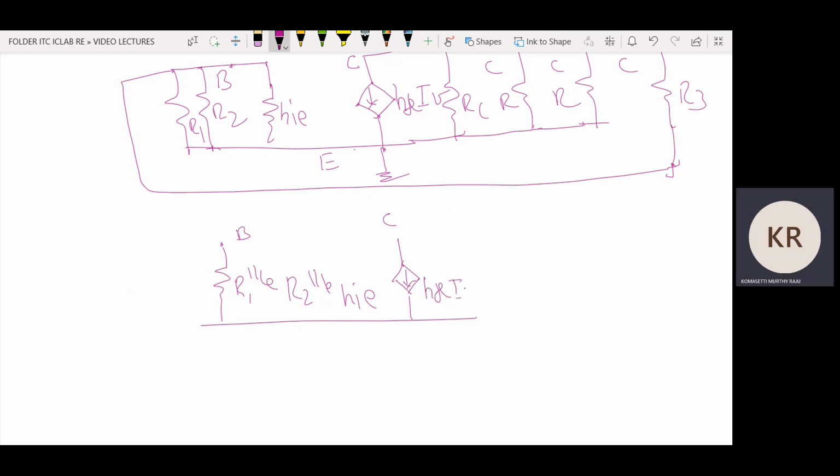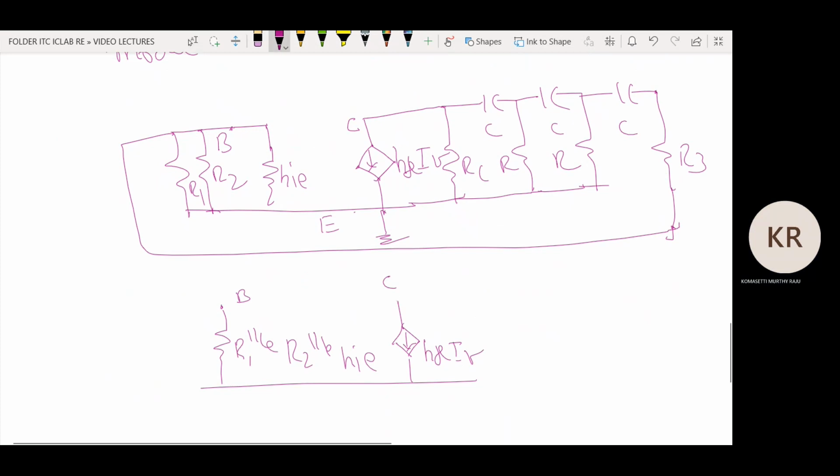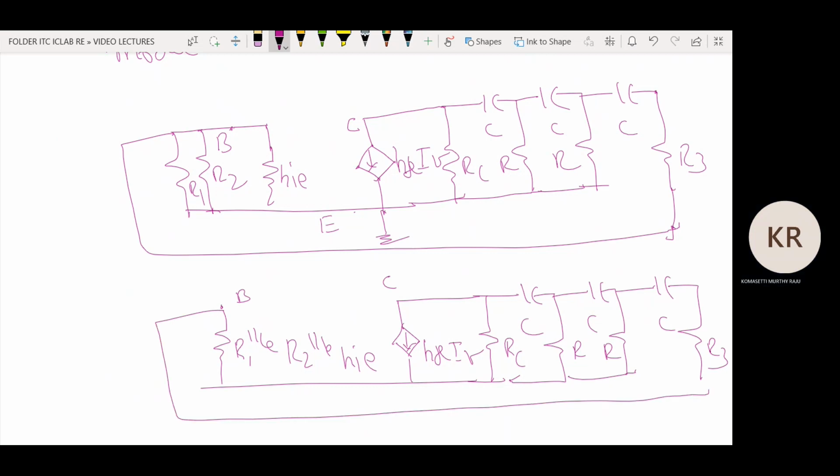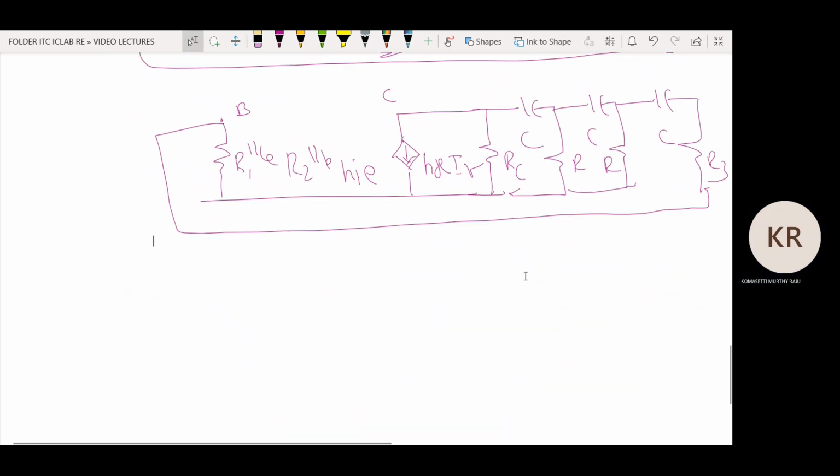HFE IB. This one is collector, HFE IB. This one is RC. This one is C, R, this is C, R and C. Again R3 is connected to base. Therefore, equivalent finally, C.